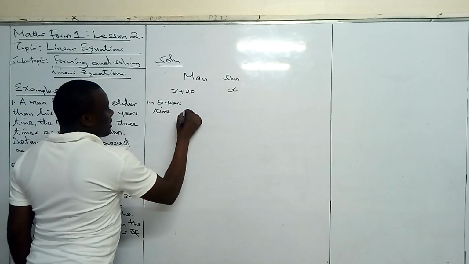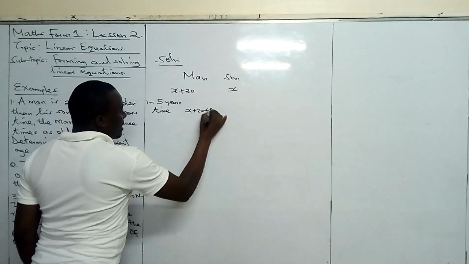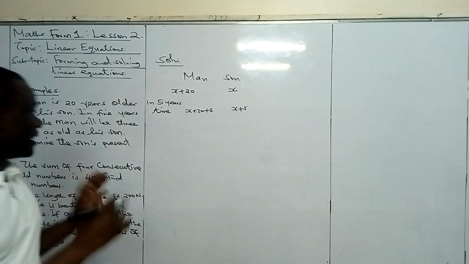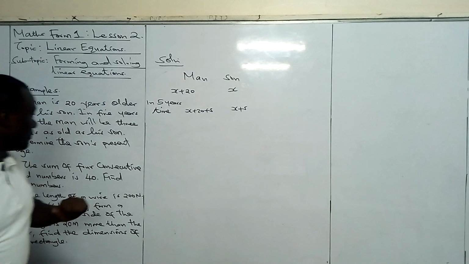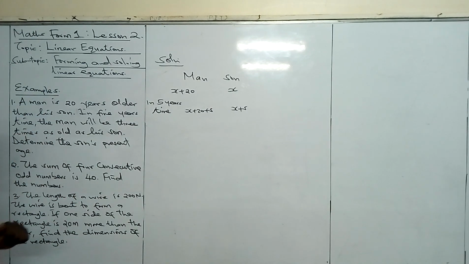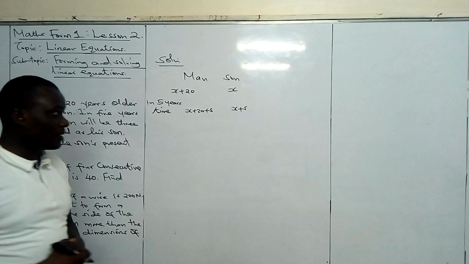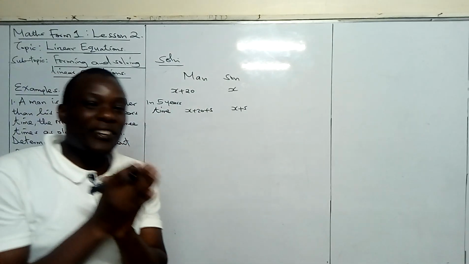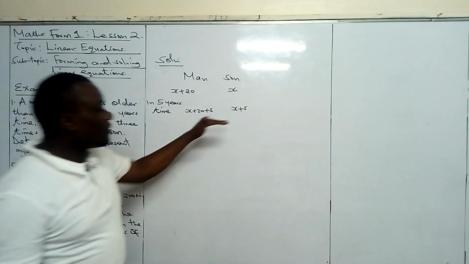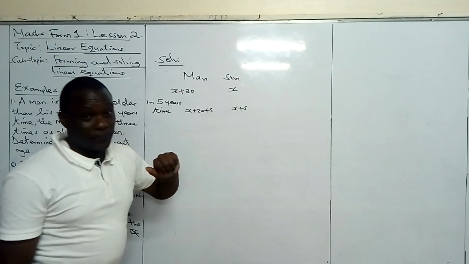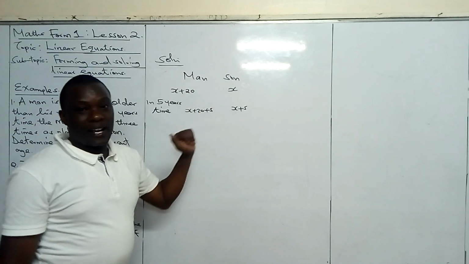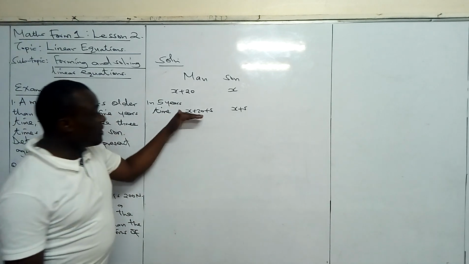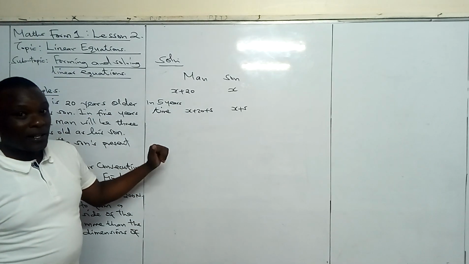So now, in 5 years' time, the man will be x plus 20 plus 5. The son also will be x plus 5. At this given time, the man will be 3 times as old as his son. That means if we take the age of the man, we divide it by 3, we are going to obtain the age of the son. If we take the age of the son and multiply it by 3, we can at the same time obtain the age of the man.